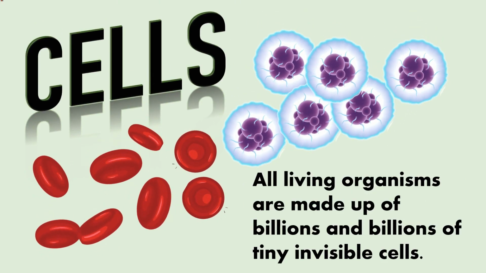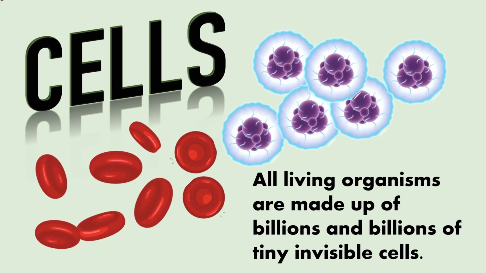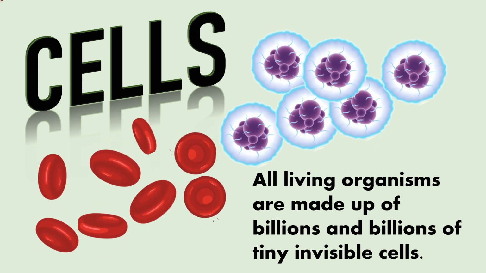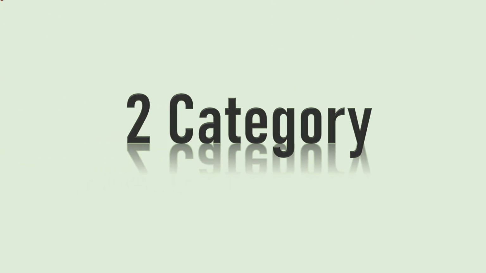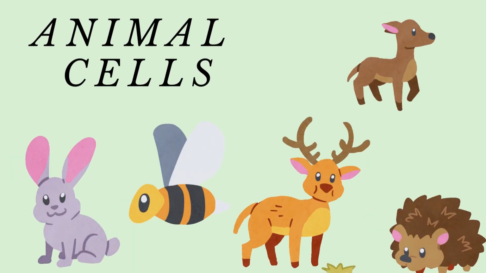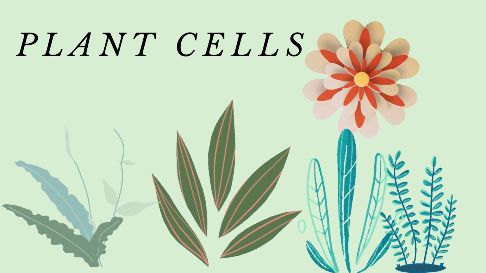A cell is the basic unit of life. All living organisms are made up of billions and billions of tiny invisible cells. Cells are categorized into two, namely, the animal cells and the plant cells. Animal cells make up the organisms called animals, while plant cells make up the organisms called plants.